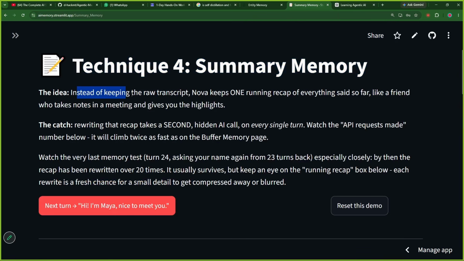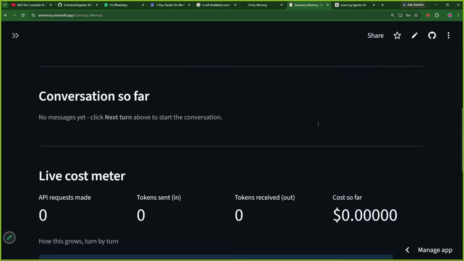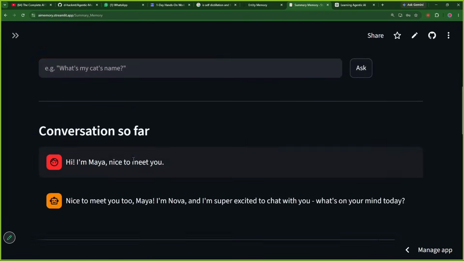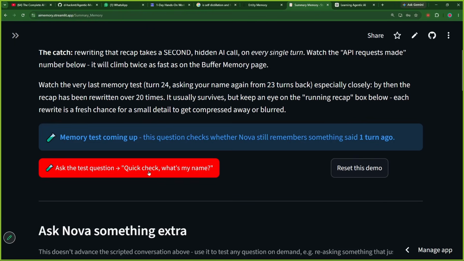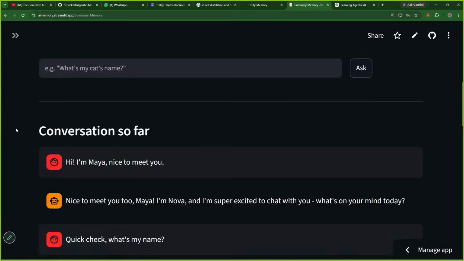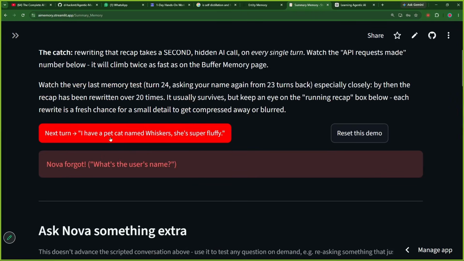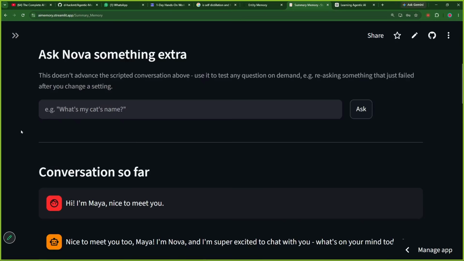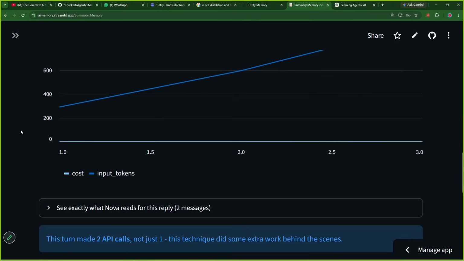The idea is, instead of keeping the raw transcript, Nova keeps one running recap of everything said so far. Let us see. Hi, I am Maya. It's nice to meet you. It's going to say nice to meet you too. If we check what's my name, it's going to remember that this is your name. I remember. I am Nova. I have a pet named Whiskers. Let us fire that. I have a pet cat named Whiskers. She's super fluffy. And let us see what's happening under the hood.